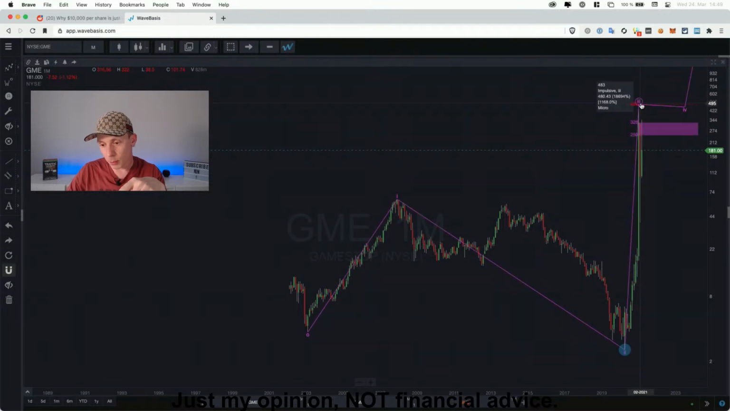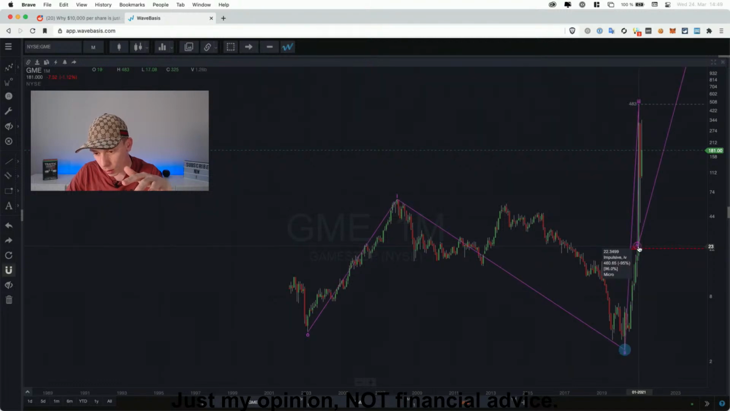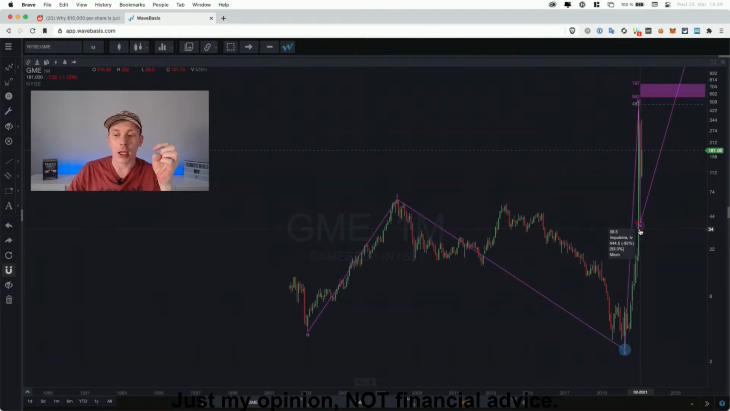And then because of the buying restrictions, our wave 4 went all the way down to here. So it was predicted to only go to around 250, but it went down way further. And as a result, the wave 5 prediction is also totally off.